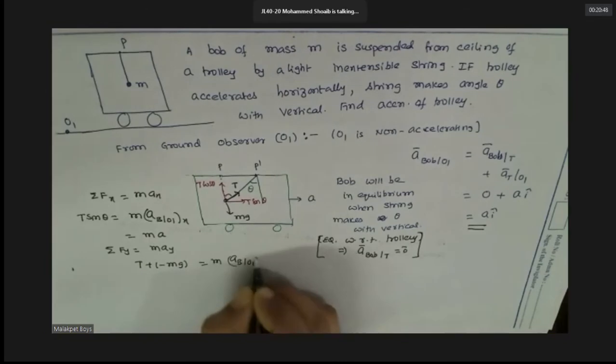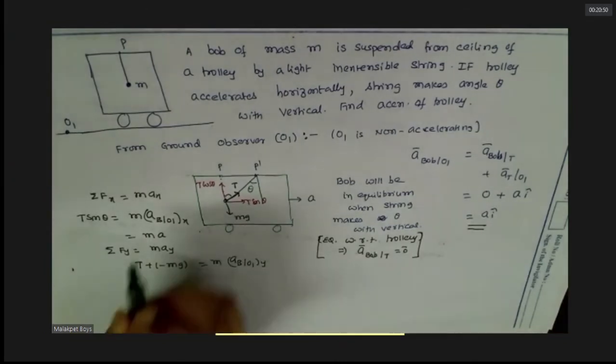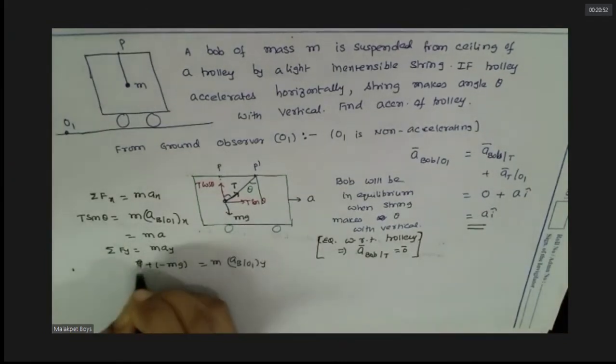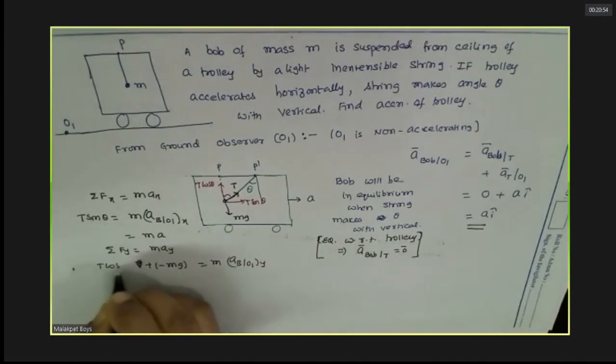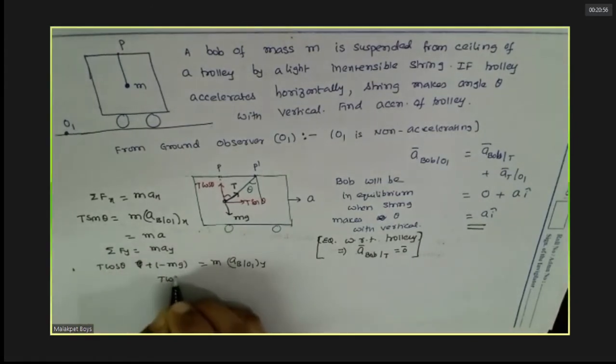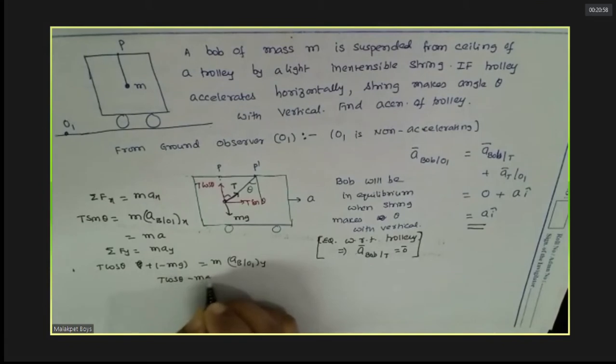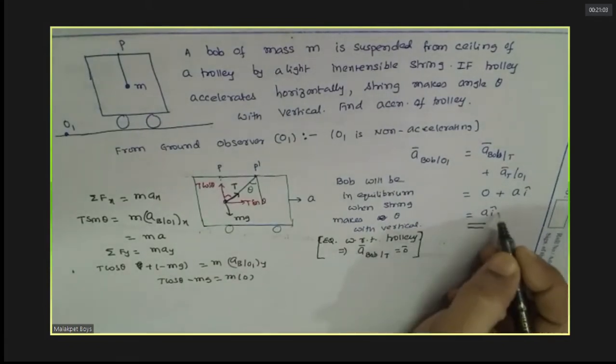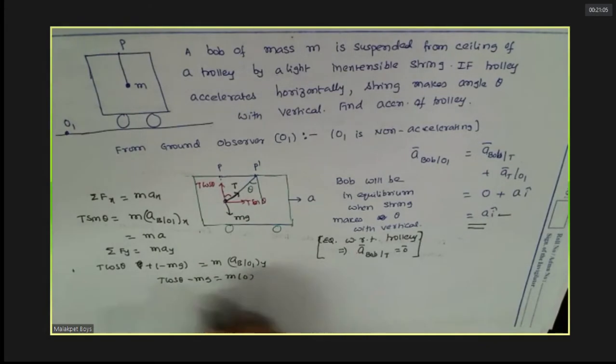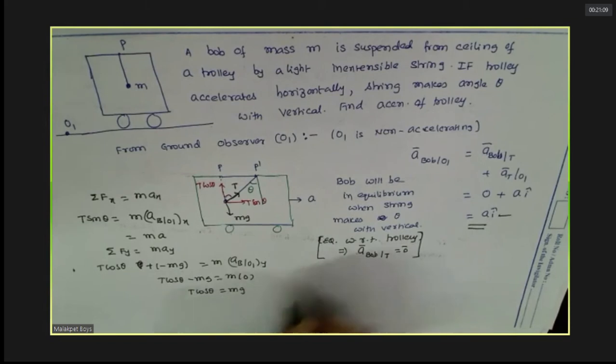So in the vertical direction, T cos theta minus mg. There is no acceleration of the bob, because it is only along the i cap. So this is 0. So what you got is T cos theta equals mg.